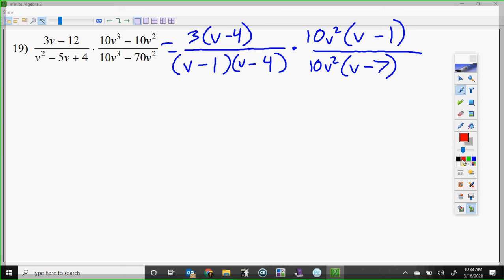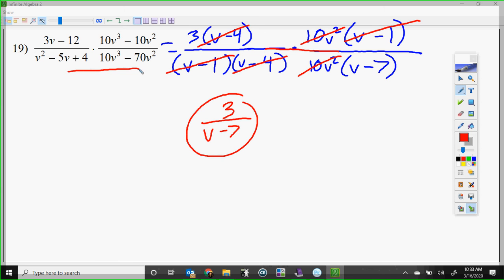Now remember, this is multiplication, so I can really think of this as all one big fraction. So it doesn't matter which fraction it's in, top and bottom. So for instance, v minus 1, v minus 1, cancel those out. 10v squared, 10v squared. v minus 4, v minus 4, all cancels out. And what am I left with? Well, not a whole lot. In the top, I'm left with 3. In the bottom, I'm left with v minus 7. So that whole thing simplified to just that.